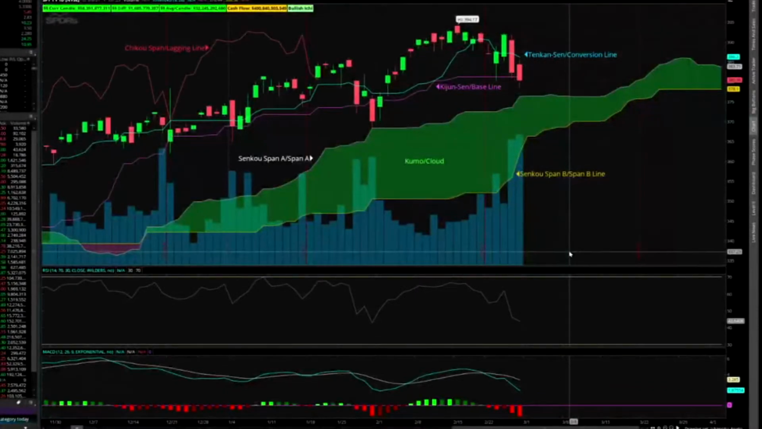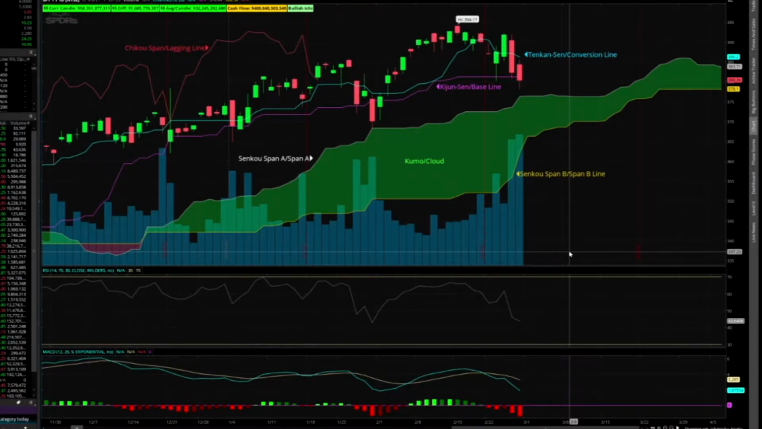The man behind the indicator is a Japanese journalist named Goichi Hosoda, who tracked the rice futures market back then. He came up with the Ichimoku cloud indicator as a way to help him identify support and resistance in the rice futures market at the time.